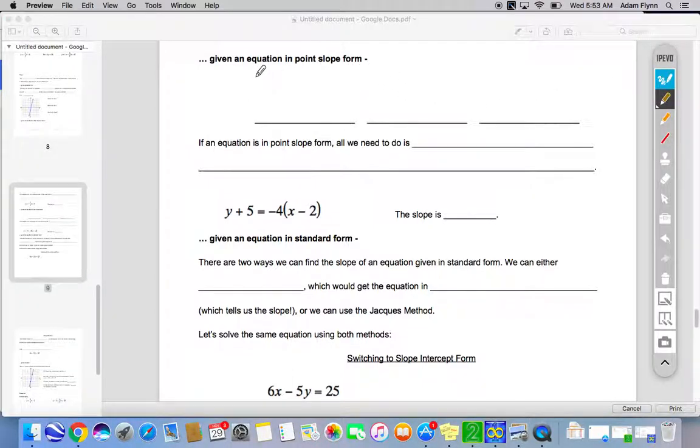Okay, now we have an equation in point slope form. So point slope form is y minus y1 equals m times x minus x1. So this is called point slope form because we're automatically given our slope, and we're also automatically given a point. Okay, so this would be a y coordinate, this would be my x coordinate.